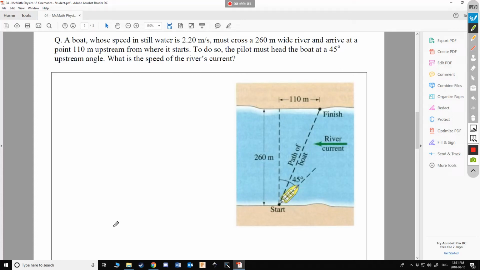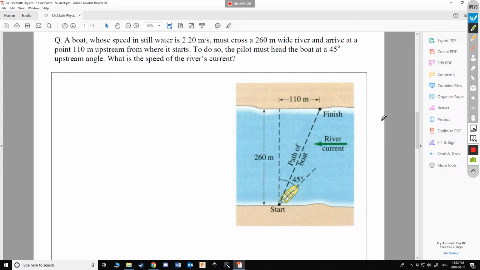So this is a slightly harder version of the boat problem. Before, we had a question where the boat was traveling directly across the river. And now in this one we can see that we have a boat at some start point and it wants to end at some point that's not directly across, but across and a bit to the east, it looks like.